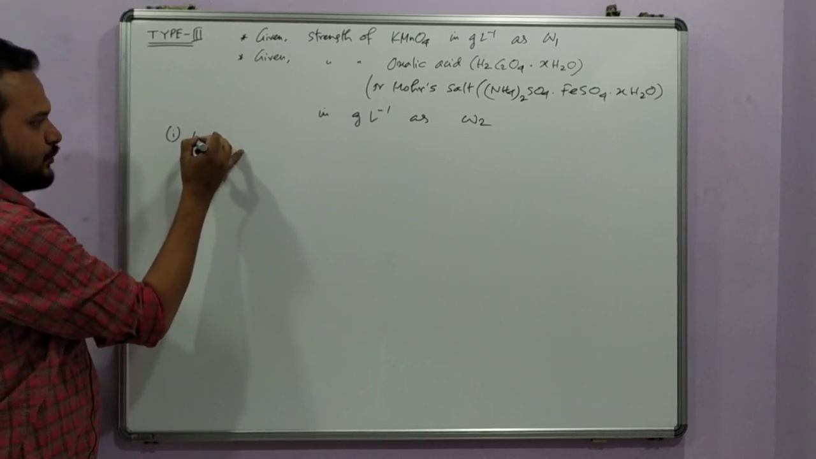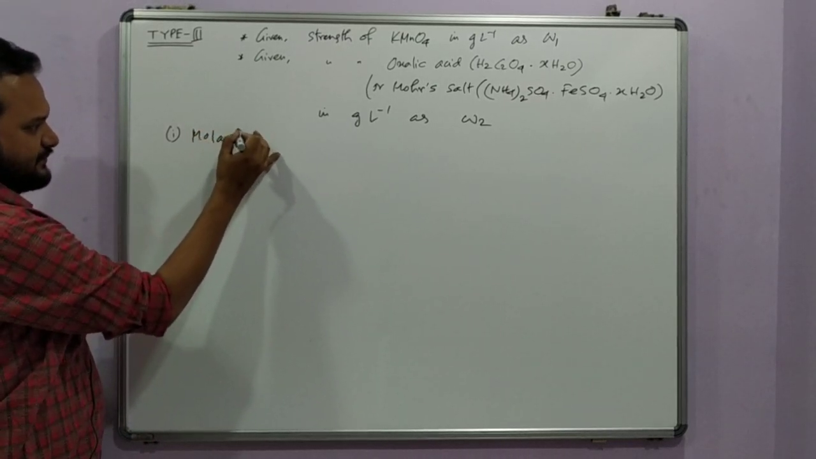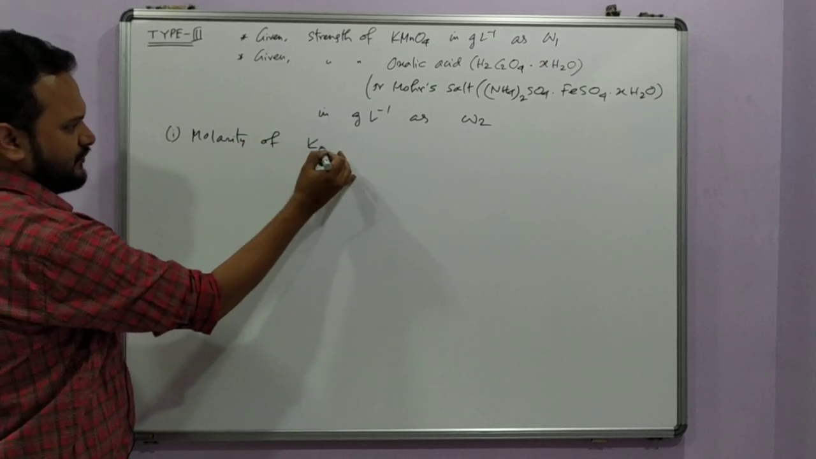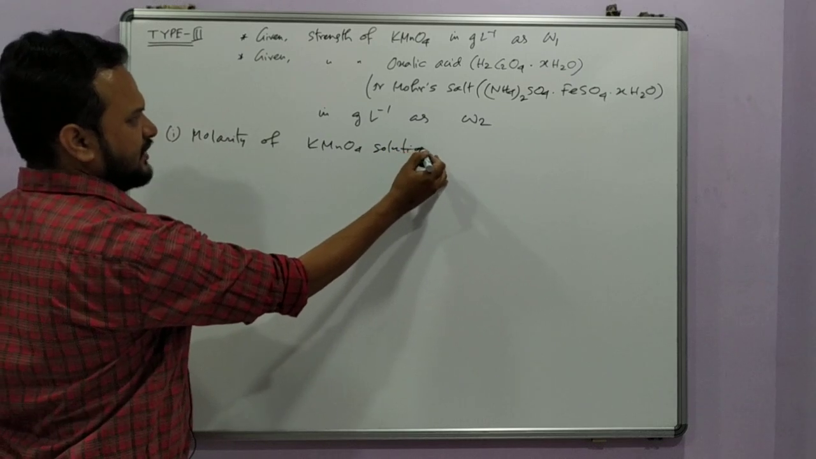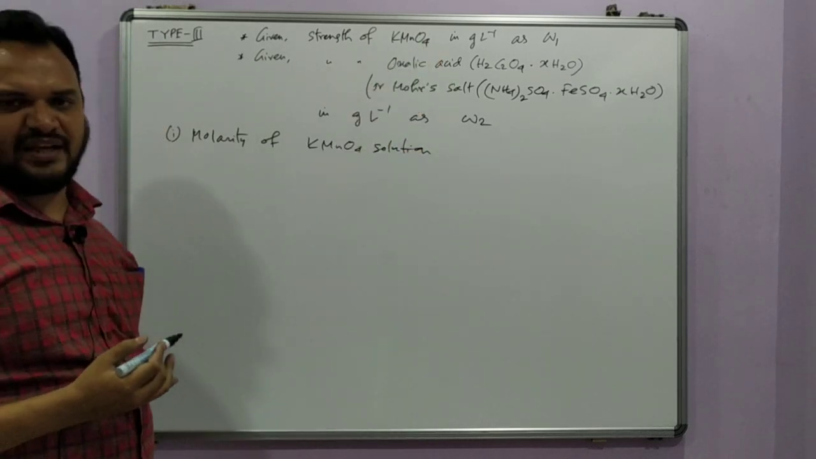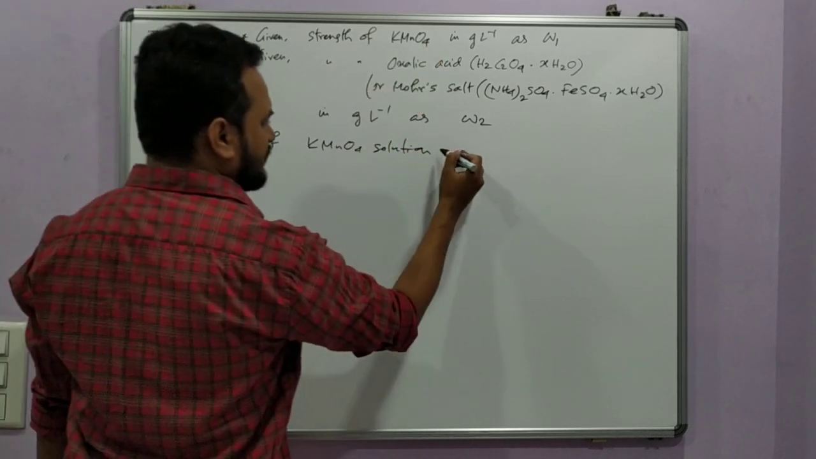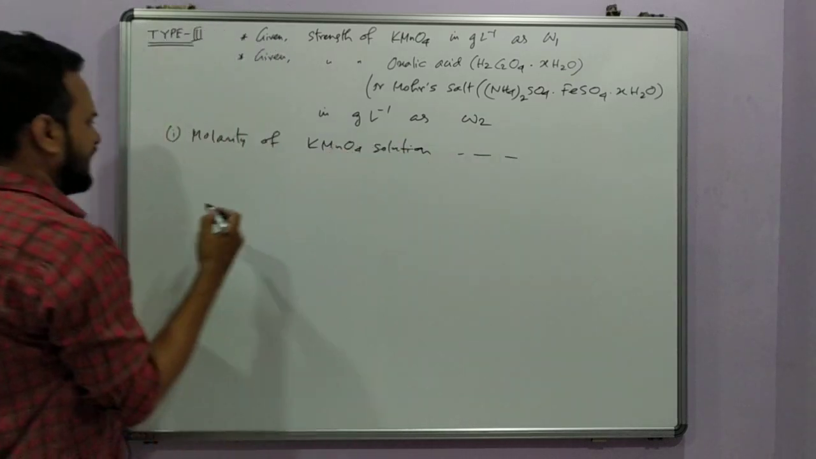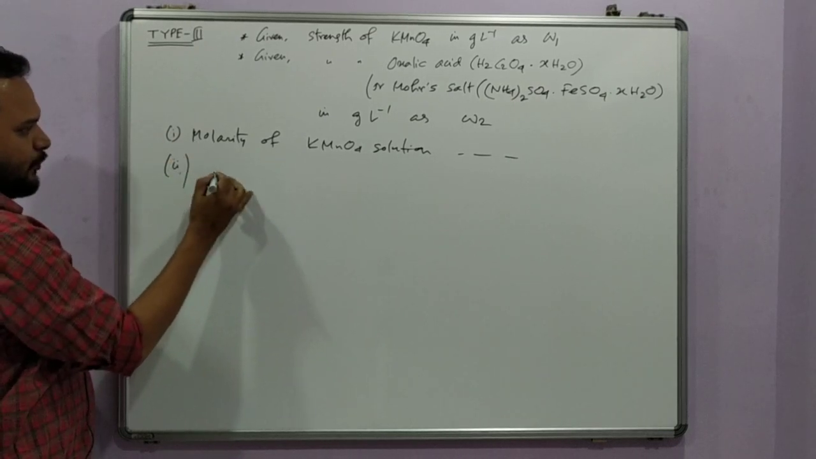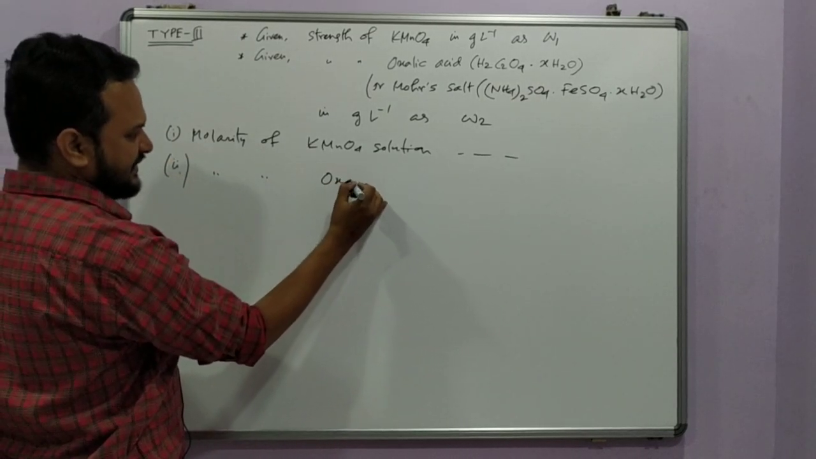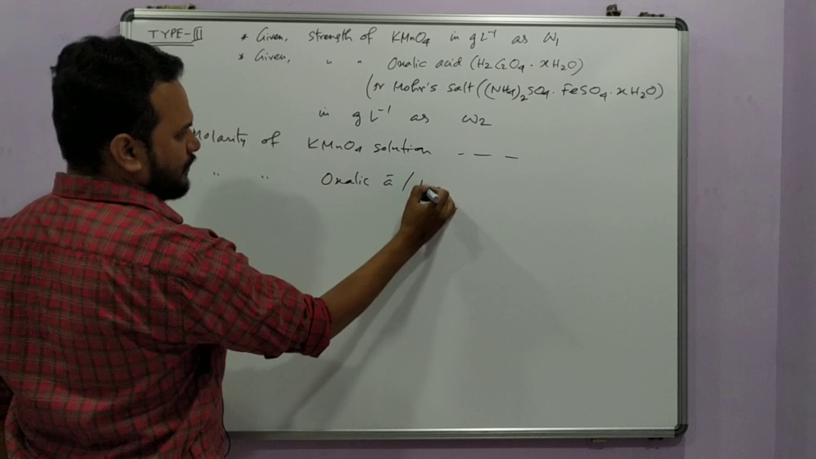So that you can do, as I said earlier, molarity of KMnO4 solution. That is simply W1 by 158. Okay, so that is just like question number 2, so I am not doing it again. Then question number 2, molarity of oxalic acid or Mohr's salt solution.